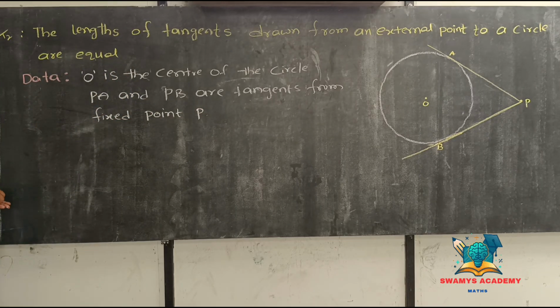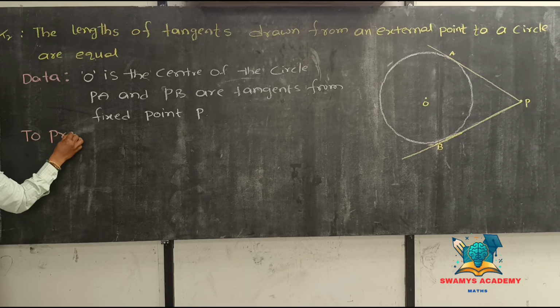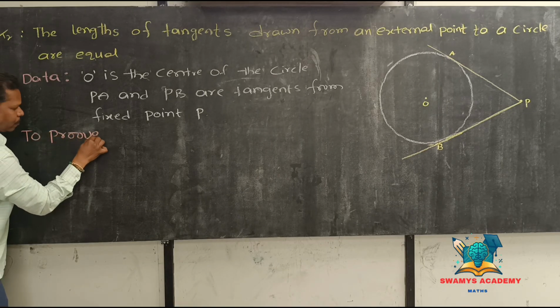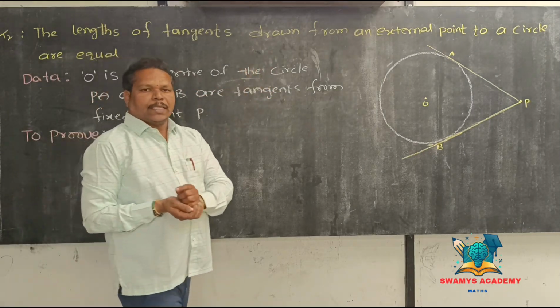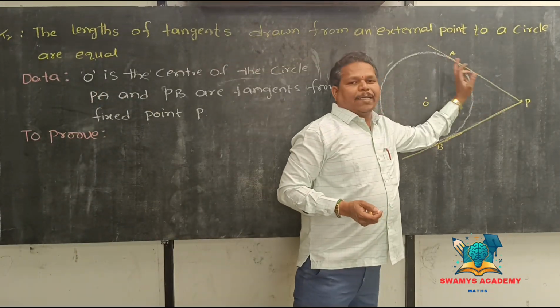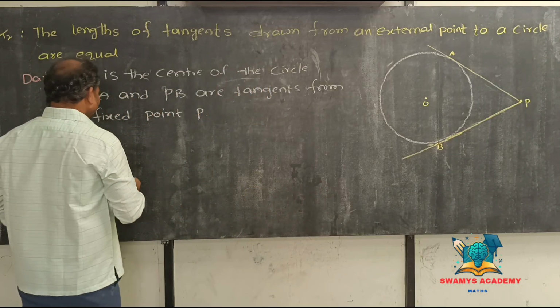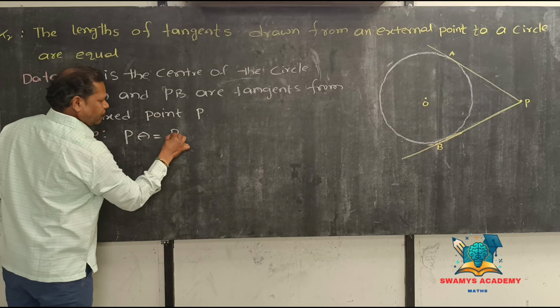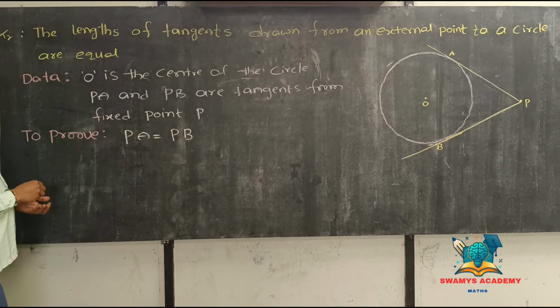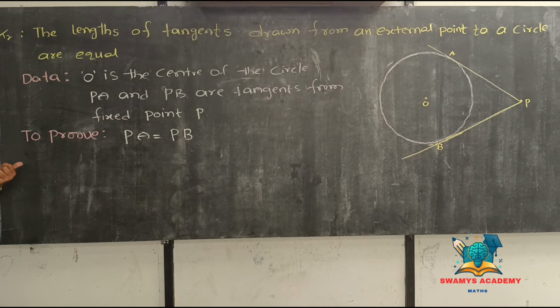Next, what we need to do is to prove. What we need to prove: from the external point, the tangents are equal. That is, PA equals PB. You need to prove that PA equals PB. Next, what to do is the construction.